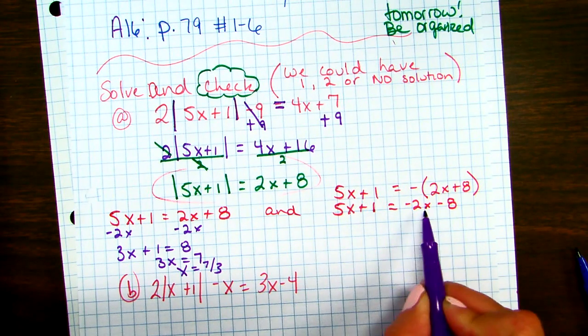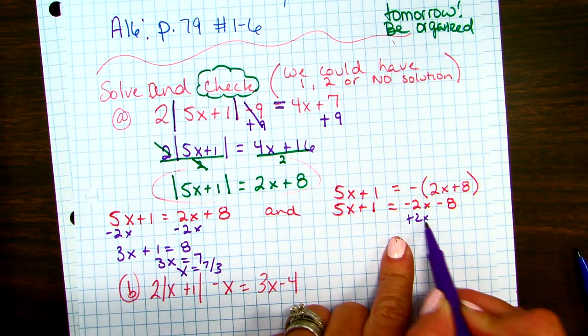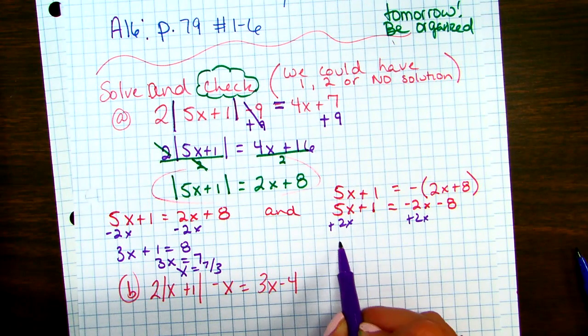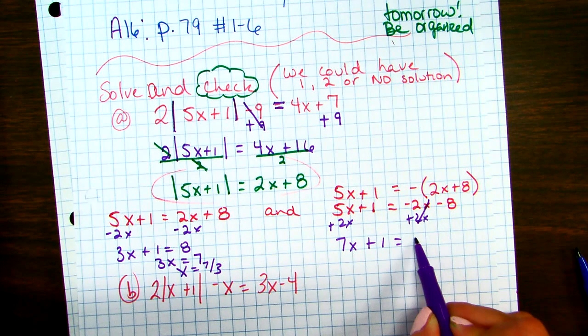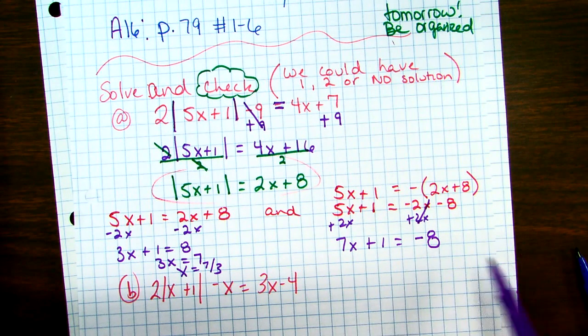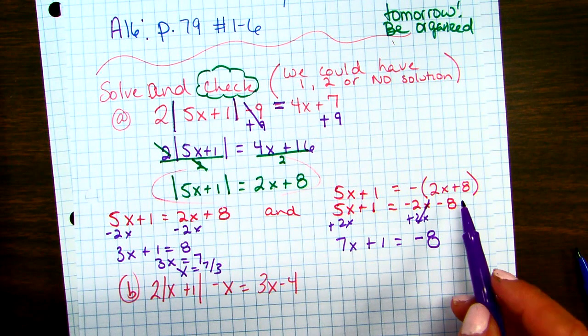So I'm going to get my x's together again. So I'm going to add 2x to this side. Gives me 7x plus 1 equals, be careful, that's a negative 8, right? Don't lose that negative.